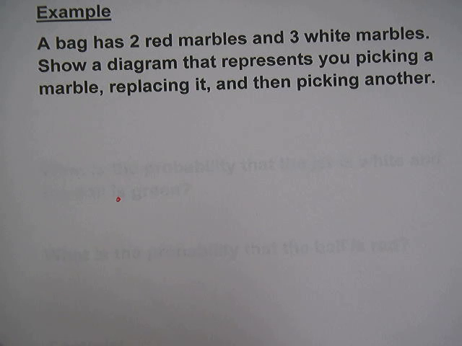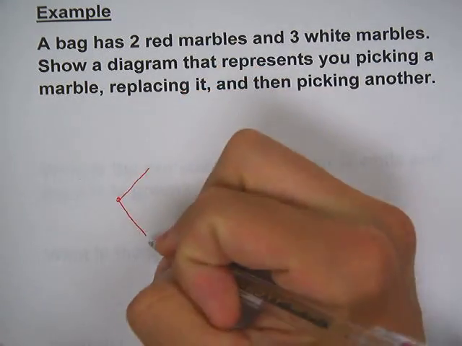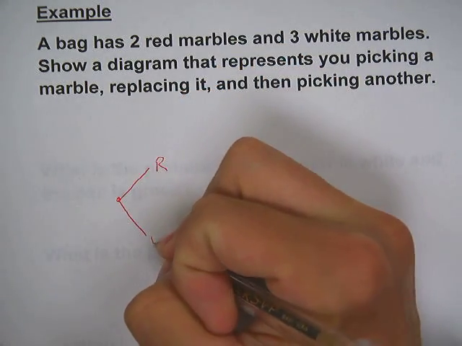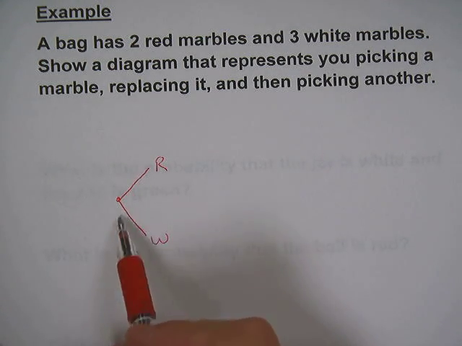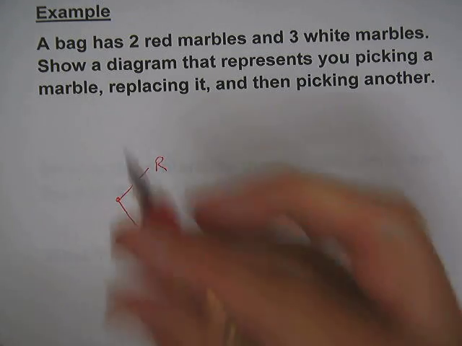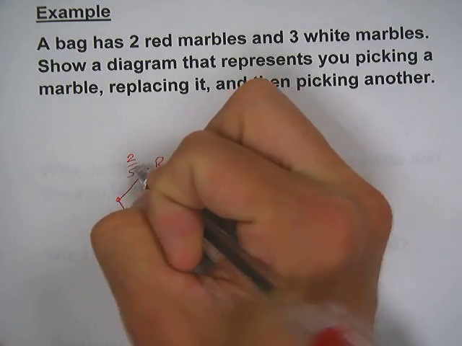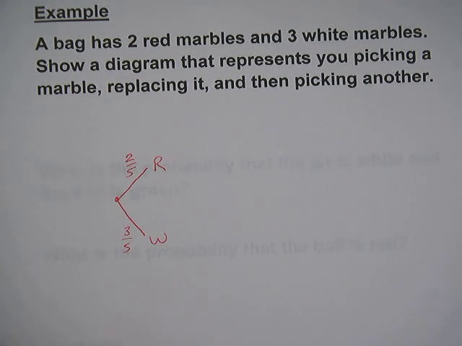So for instance, I have a bag, I reach my hand in there, and 2 possibilities could come out. I could either pick a red marble or a white marble. So I'll have 2 branches. This is if I picked a red, and this is if I picked a white. Along these lines I like to put the probability of that happening. There are 5 marbles total, so the probability of me picking a red would be 2 out of 5, and the probability of me picking a white is 3 out of 5.